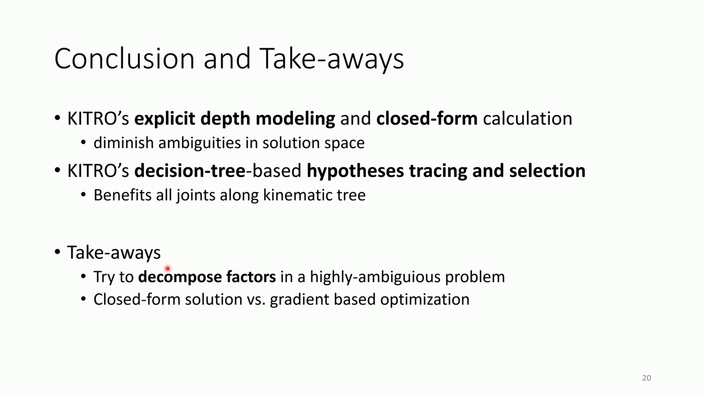The takeaway is that for ambiguous problems like 3D refinement with the help of 2D, we can try to decompose the entangled factors. By doing so, we are often led to elegant, closed-form solutions which can be a preferable alternative to gradient-based optimization.